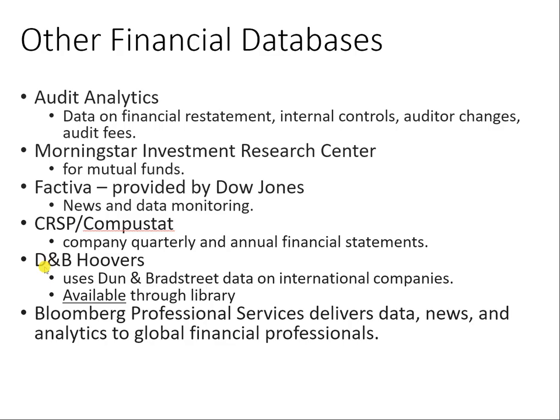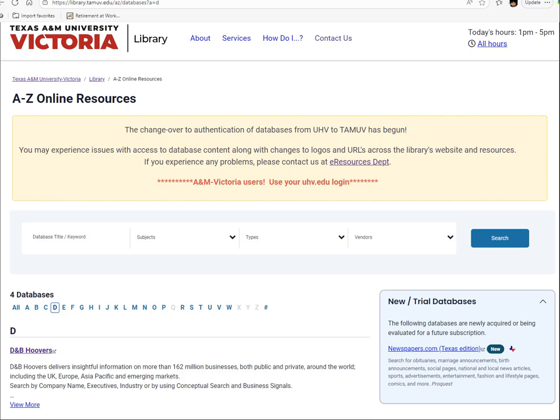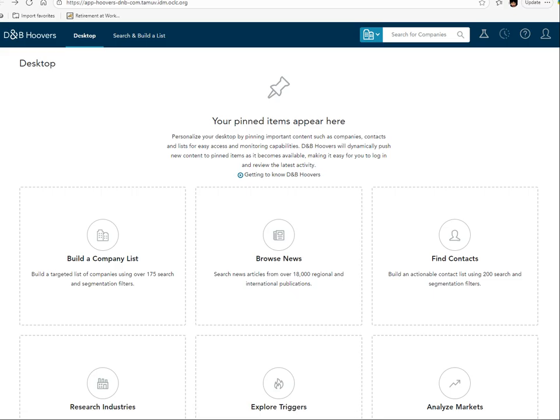Alright, so let's mention D&B Hoovers. D&B Hoovers is also a good source to get company information, and it's available through the library. Okay, so let's take a look at it. Right, so find the database list D and click D&B Hoovers. Now, the nice thing about D&B Hoovers is it covers not only public companies but a lot of private companies and public sectors. Right, for example, the school district, right, and hospitals, those kinds of things.